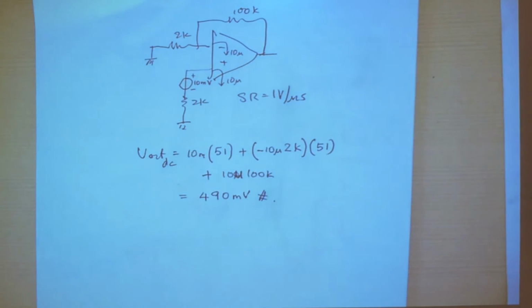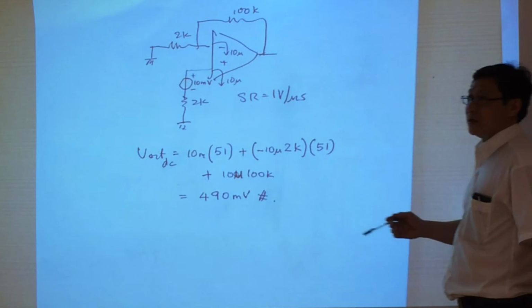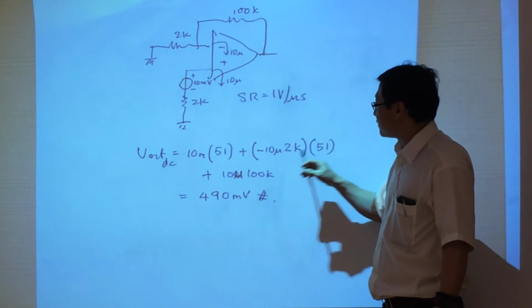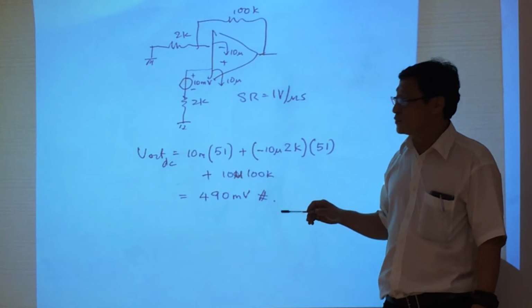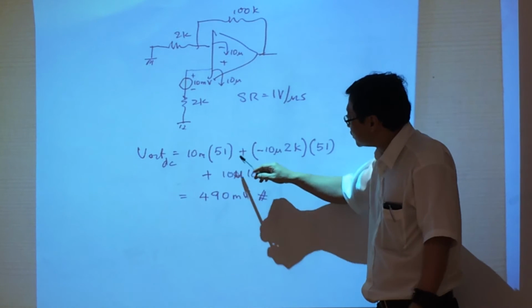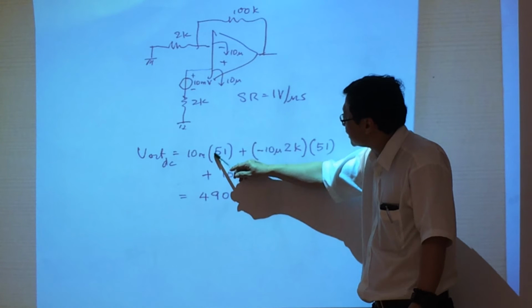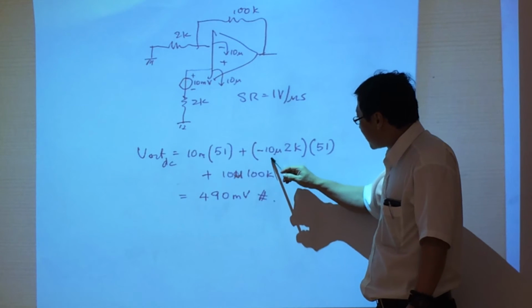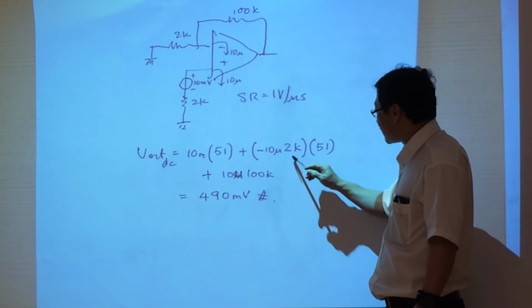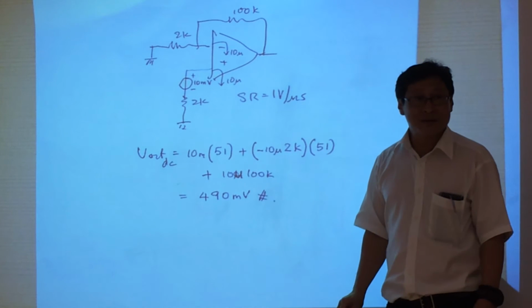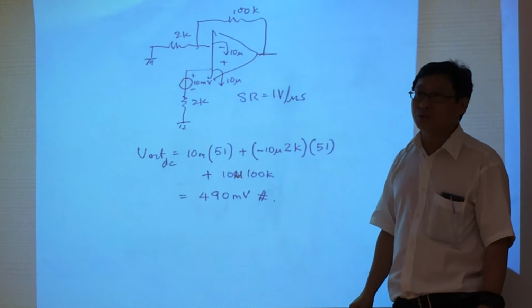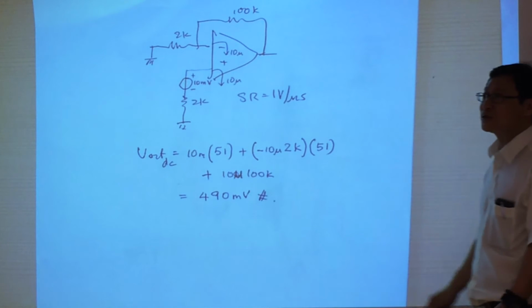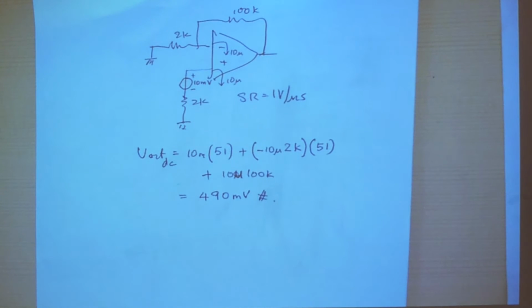Now, why suddenly did I not put in the V offset, I plus, I minus, and all this? It is because I introduced this so that you can think about how I got 51. Where does this term come from? Why minus 10 micro? Why times 2K and all this? Make you do a little bit of work, otherwise you just copy the answer. Correct? So you get this answer.